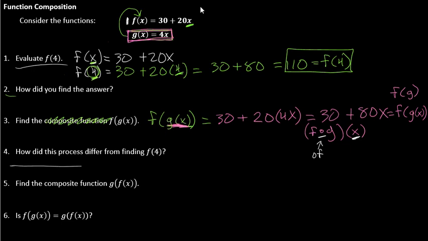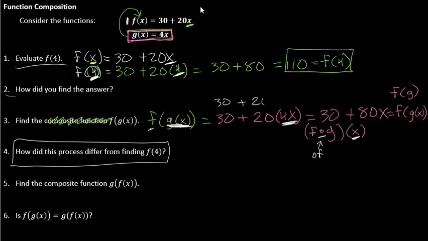Okay, so how is the process different from finding f of 4? It really wasn't. So back over here, we had f of 4. We plugged in 4 for every instance of x, right? Over here, we have g of x, so f of g of x, and we plugged in g of x for every instance of x. Because our original function f was just 30 plus 20x, right? We just replaced x with 4x.